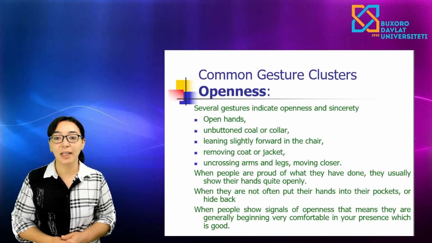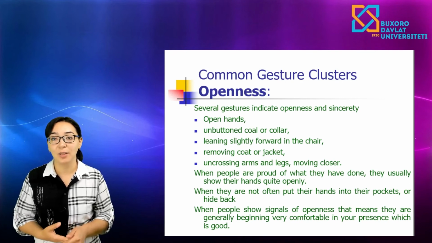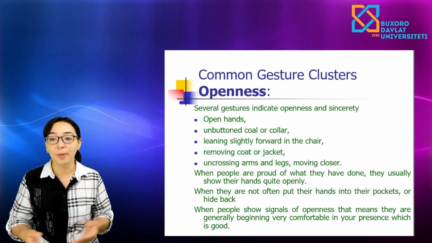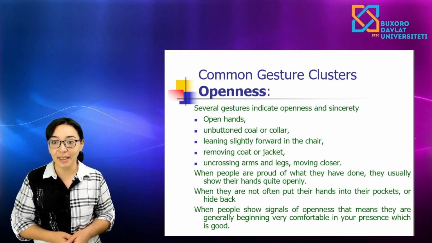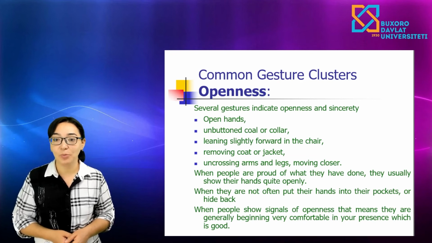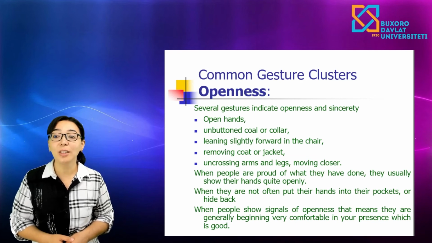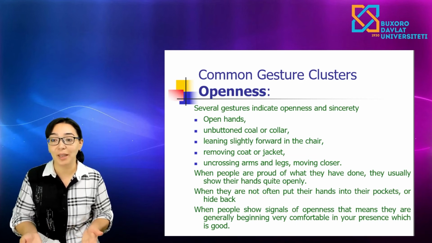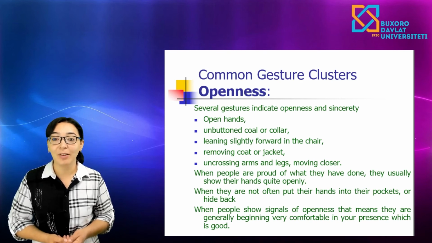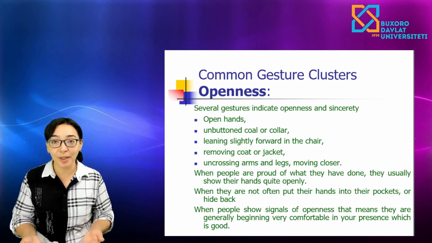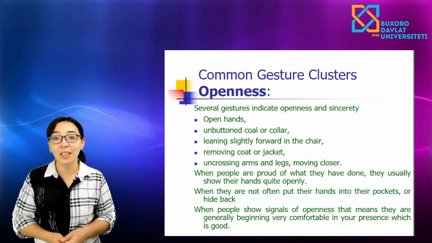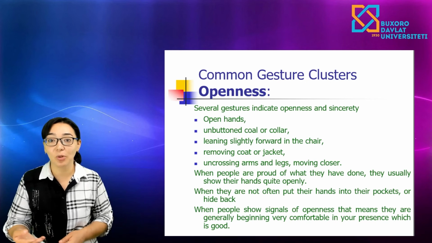Several gestures indicate openness and sincerity. They are, as we said above, open hands, unbuttoned coat or collar, leaning slightly forward in the chair, removing coat or jacket, uncrossing arms and legs, moving closer. When people are proud of what they have done, they usually show their hands quite openly. When they are not, they put their hands into their pockets or hide them. When people show signals of openness, that means they are generally feeling very comfortable with your response, which is good.